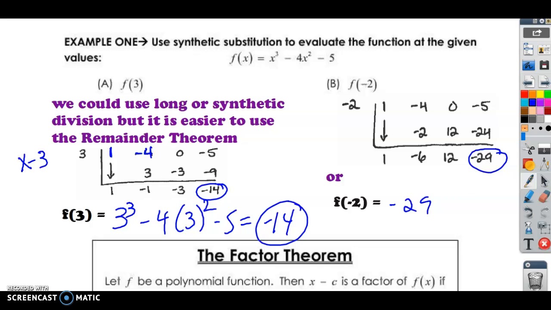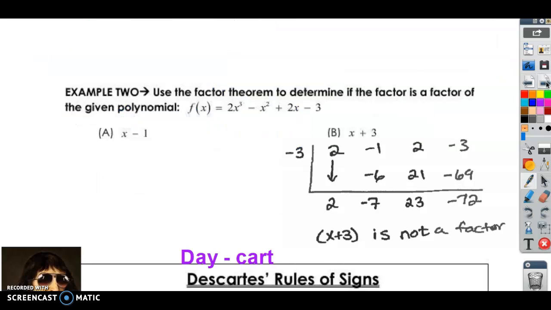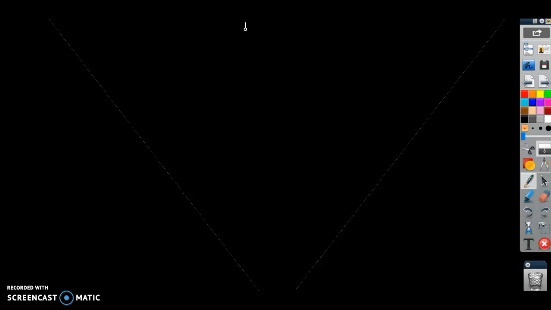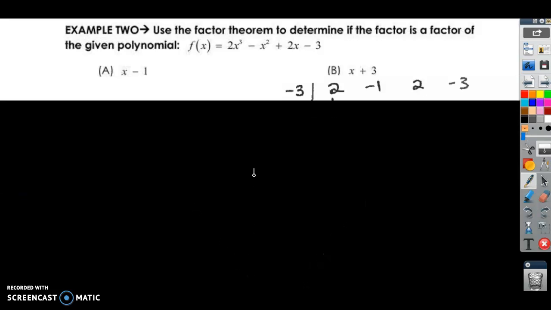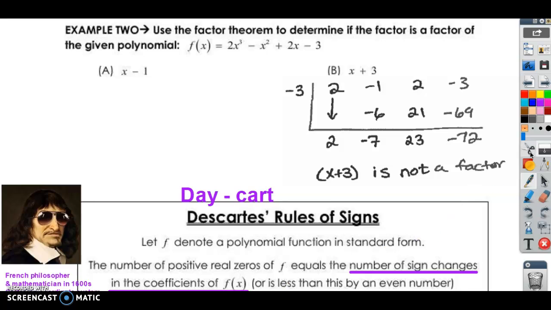So the factor theorem says: let f be a polynomial function, then x minus c is a factor if and only if when you plug that value in you get 0. So these are not factors. x minus 3 is not a factor of this polynomial because it didn't go in evenly. I have a remainder. If I take a look at example 2, it says use the factor theorem to determine if it's a factor of a given polynomial.